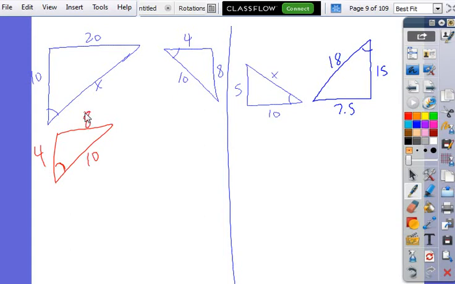So what would my proportion be that I need to set up there? X over 10, and then either 4 over 10 or 8 over 20. I think I disagree. I said that wrong. If I said x over 10, then I've got to do 10 over 4 or 20 over 8. Whichever one you start with, you've got to start with every time. So in this case, if I start at x over 10, I've got to do the 10 over 4 or the 20 over 8.